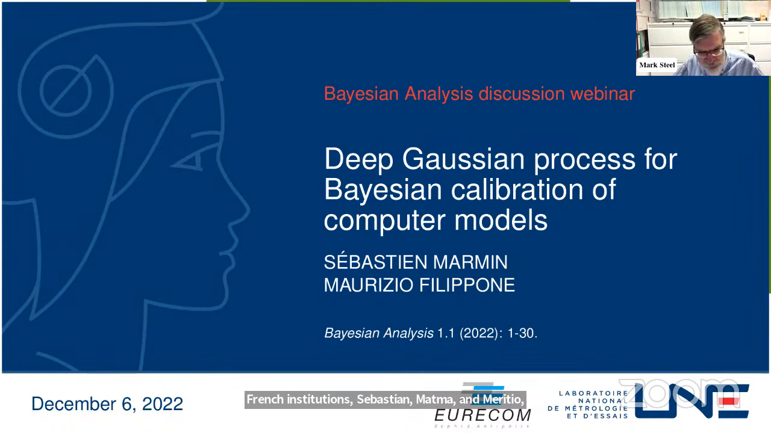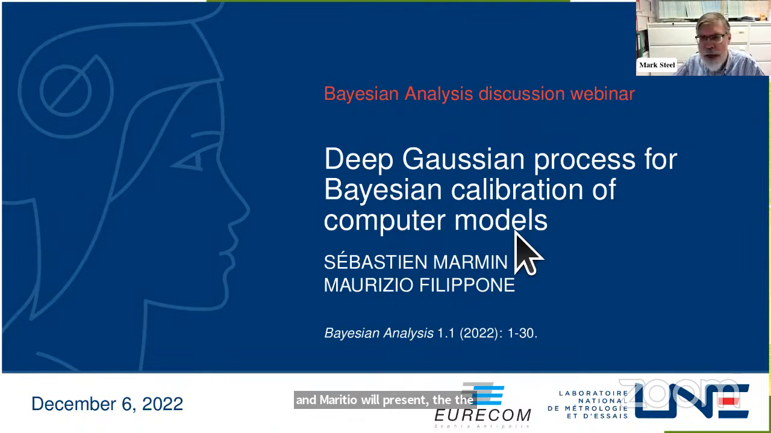Sébastien is in the French National Metrology Institute. He obtained his PhD from the Institute of Mathematical Statistics at the University of Bern, and did a stint as a research assistant in the machine learning group of EURECOM with the second author, Maurizio Filippone. Maurizio is the AXA Chair of Computational Statistics at EURECOM, which is a graduate school and a research center in digital sciences located in the French Riviera, which must be a very nice location indeed. So Sébastien and Maurizio will present their paper. In fact, I think Sébastien will present the main paper and Maurizio will present the rejoinder afterwards. And this paper, by the way, has just appeared in Bayesian Analysis in the December issue.